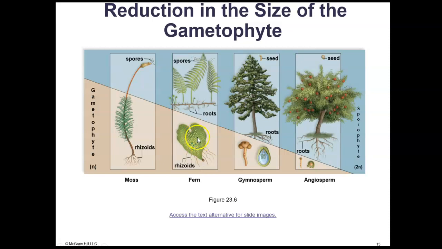And then the gametophyte is a heart-shaped leaf that grows flat against the forest floor or against the soil. It's very hard to find unless you know what you're looking for. The gametophyte is a heart-shaped, flat leaf. In the gymnosperm, the sporophyte is the tree itself. Same thing with the angiosperm, and the gametophytes are the male and female structures that house the sperm and egg.